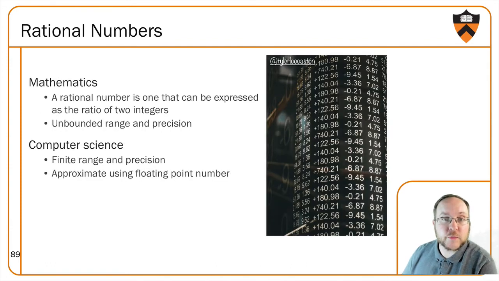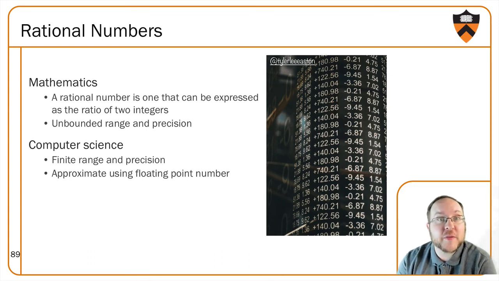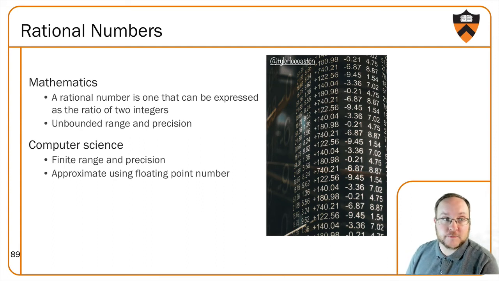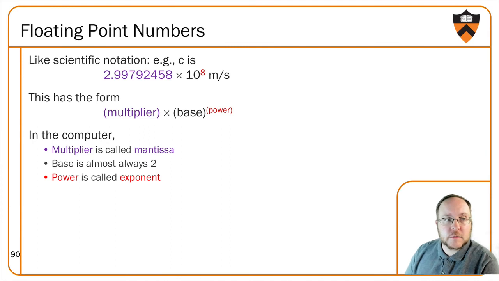Again, we begin with an unbounded mathematical concept that doesn't really work in the finite confines of a physical digital machine. And so again, the fields of computer science and computer engineering must design to get as close as possible to the mathematical ideal within these constraints. In this case, the concept is floating point numbers.